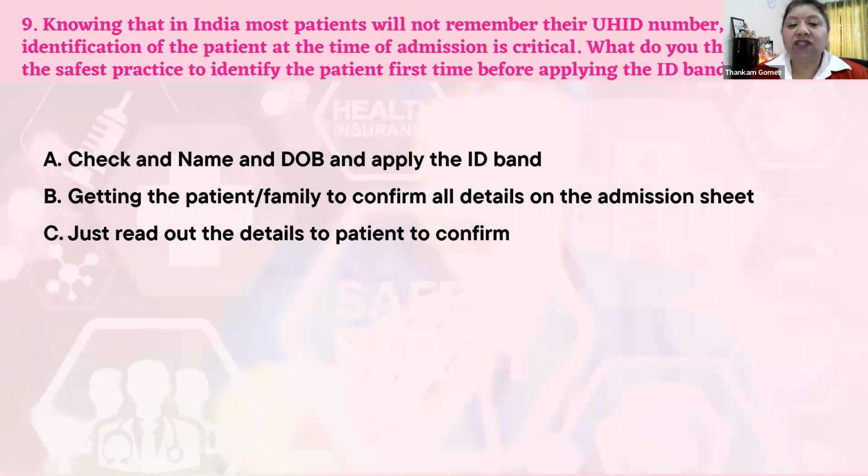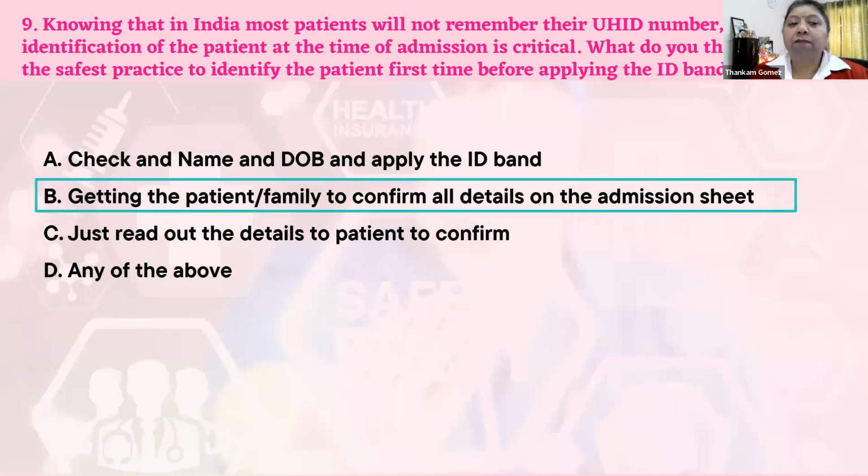Getting the patient or the family to confirm all details on the admission sheet. Just read out the details to the patient to confirm. Any of the above? So what will be the best practice to do when you are admitting and you are going to put the first-time ID band? That means you have an admission paper, so if they can read, the best thing is give it to them and say please confirm that all these details are yours. Because you have the name, the father's name or husband's name, the address, the contact number, so everything they can confirm.